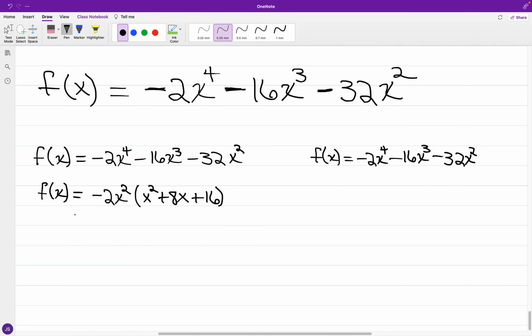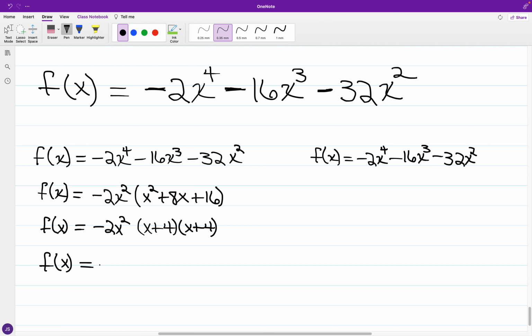And going from the expanded form to arriving at the completion of the factored form. Okay, so I got negative 2x squared. And for the trinomial, we have x squared plus 8x plus 16. And if I factor, I'm going to have the same binomial with x plus 4. And then finalizing, okay, the factored form.